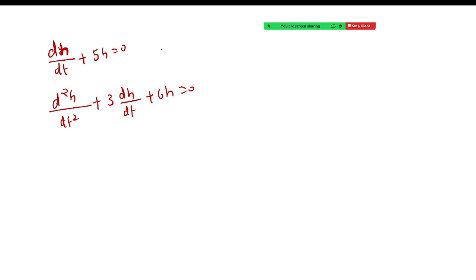most of the time, differential equations, let's say dh by dt plus 5h is equal to 0, d2h by dt2 plus 3 dh by dt plus 6h is equal to 0. So we will be dealing with these kinds of equations, right?